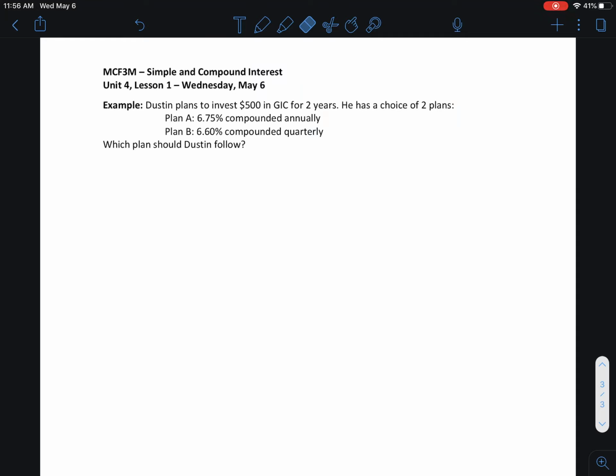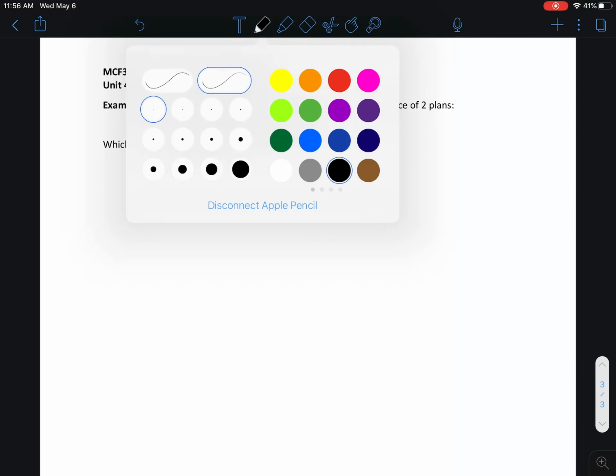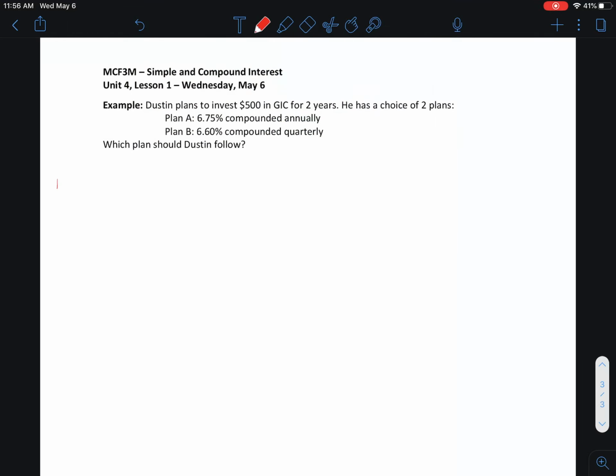So this question, we're going to do both of these, plan A and plan B, and then come up with a conclusion as to which one we should choose. We're going to do it the exact same way though. So we'll do plan A in red. Everything in plan A will be red. So let's take a look here. Let's read the question.